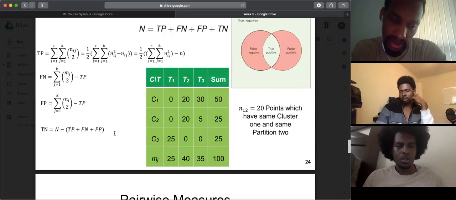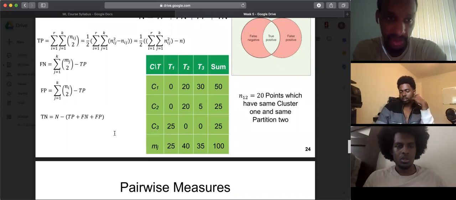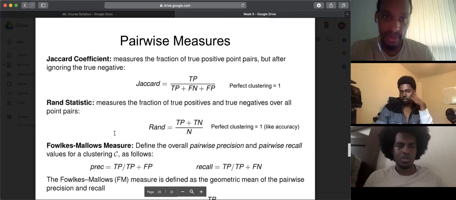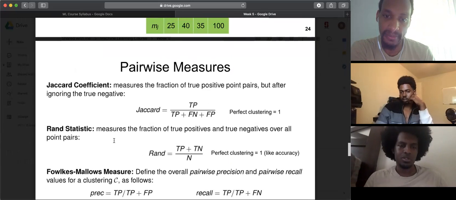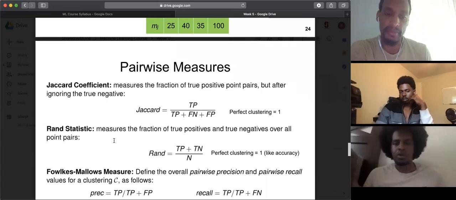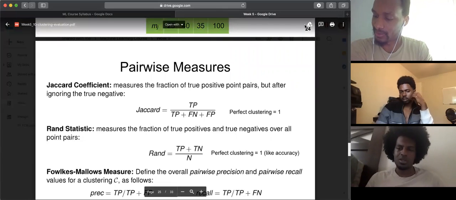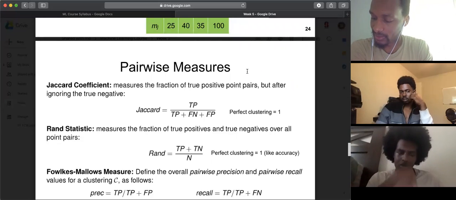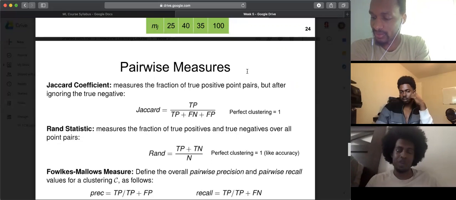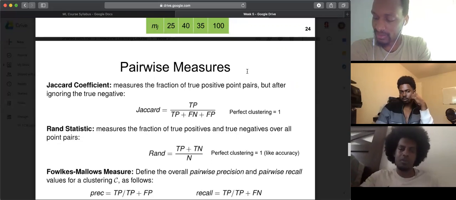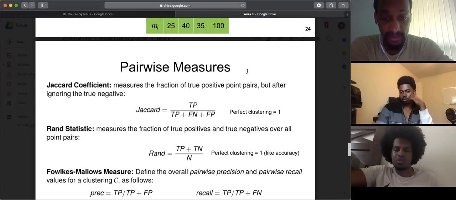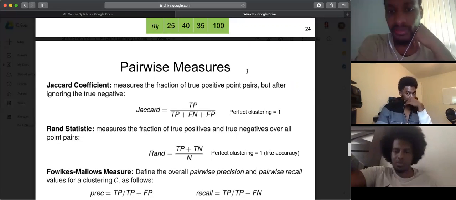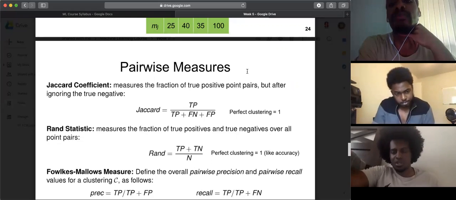Okay. Yeah, I think it makes sense intuitively, but you have to look at the math a little bit to think about it. And so, pairwise measures. These are just three different types of statistical measures, right? They all do different things and they all work. I think you just have to know when to use these things. So the Jaccard coefficient measures a fraction of the true positive point pairs, after ignoring the true negatives. So you take true positive divided by true positive plus false negative plus false positive. And so if you get a perfect clustering, it's equal to 1.